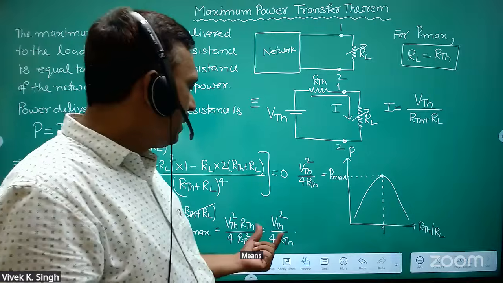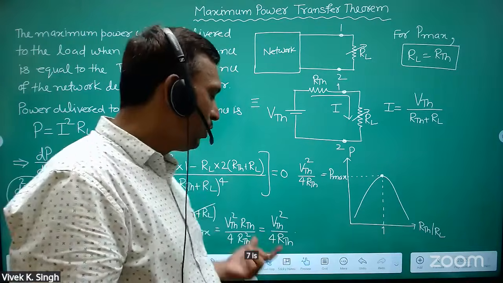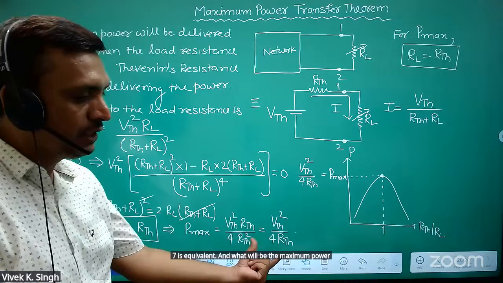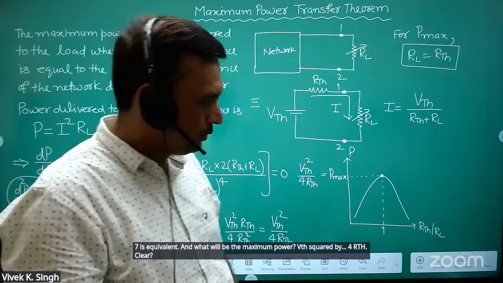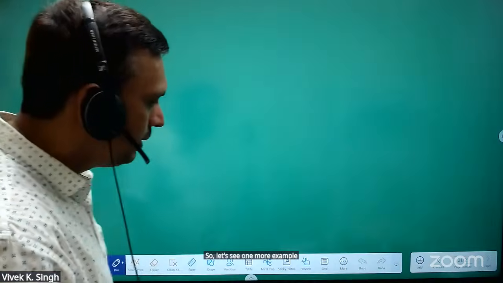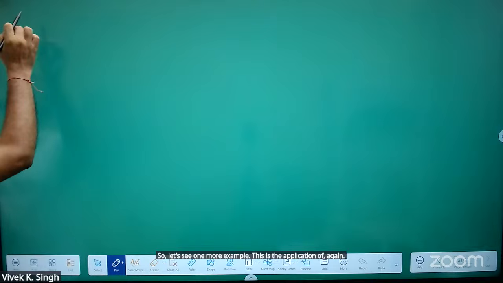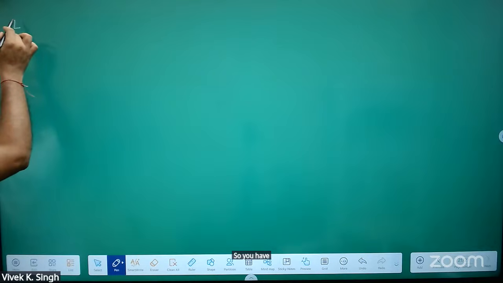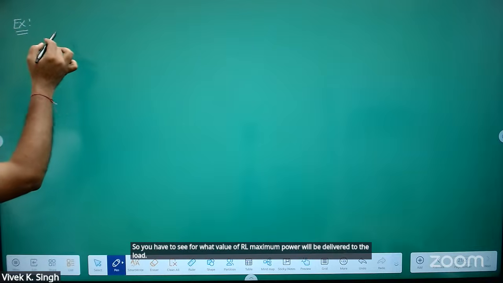Means whenever you have to see for what value, you have to find Thevenin's equivalent. And what will be the maximum power? VTH square by 4 RTH. Clear? So let's see one more example. This is again the application of Thevenin's theorem. So you have to see for what value of RL maximum power will be delivered to the load.